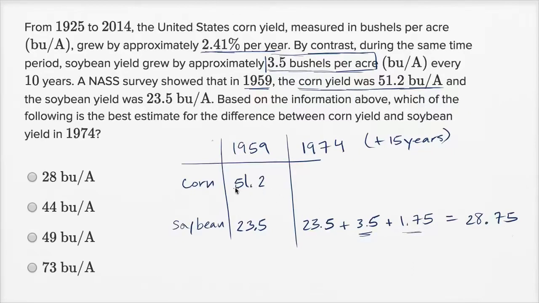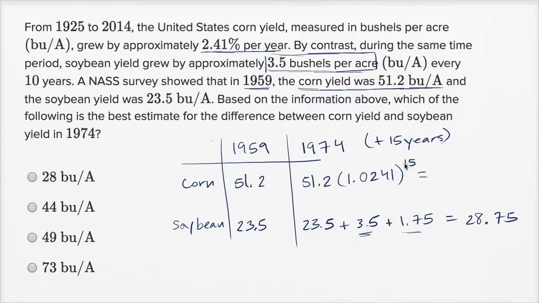Now corn, what's corn going to be? Well, here we're going by a percentage every year. So this is going to be 51.2, and we're going to multiply this times 1.0241. If you're growing by 2.41%, that's equivalent to multiplying by 1.0241. You keep what you have, and then you add 2.41% right over here. And you're going to multiply that by as many years as you have. So it's going to be to the 15th power.